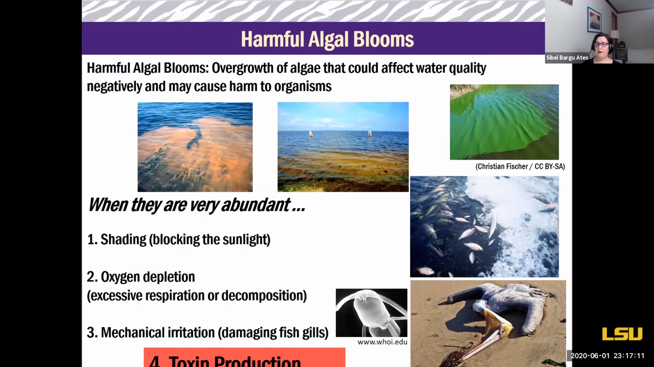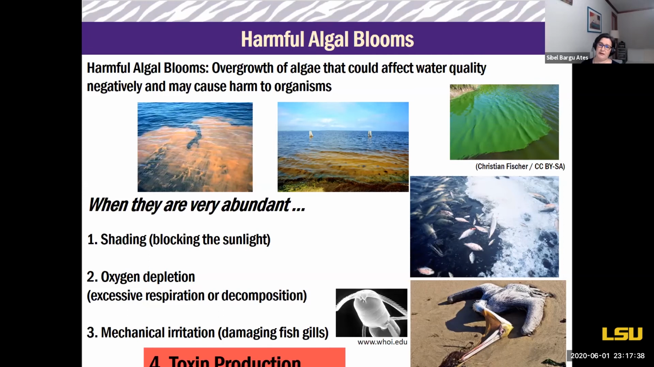When the algae is very abundant, or is abundant for a long period of time, then we start seeing some negative impacts. One of the most obvious is the discoloration of the water. Sometimes they turn water red, brown, or green. That comes from the pigments inside their cells, and when there are so many, they change the color of the water.